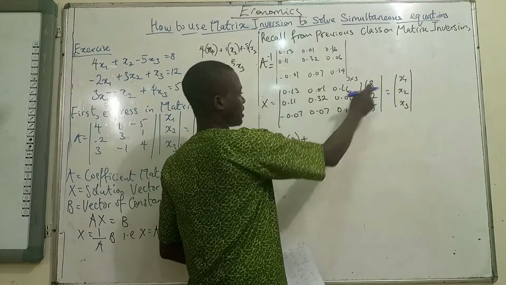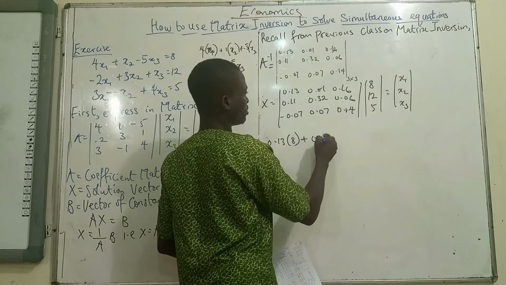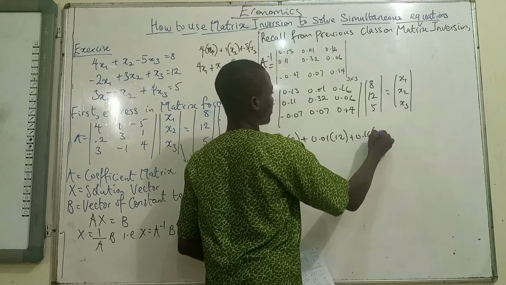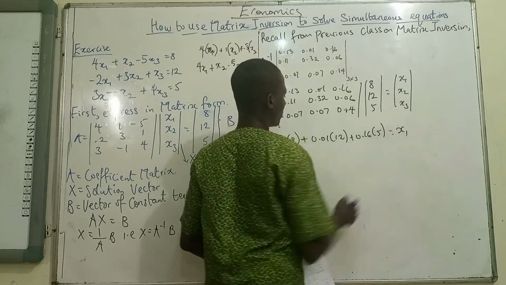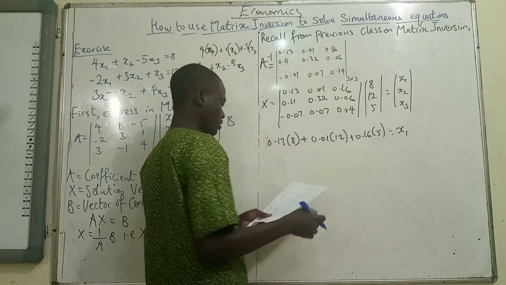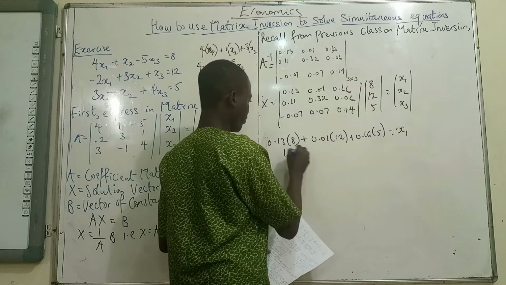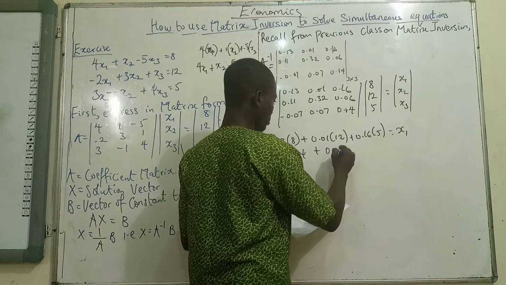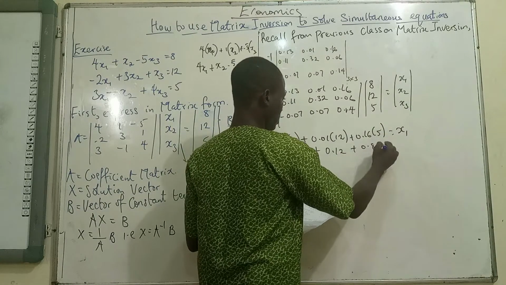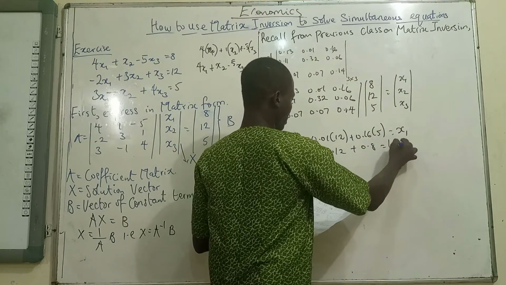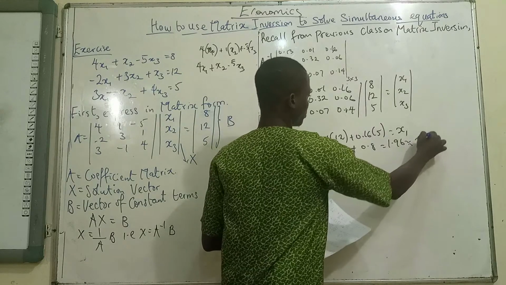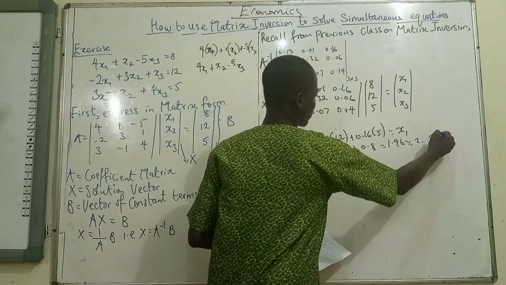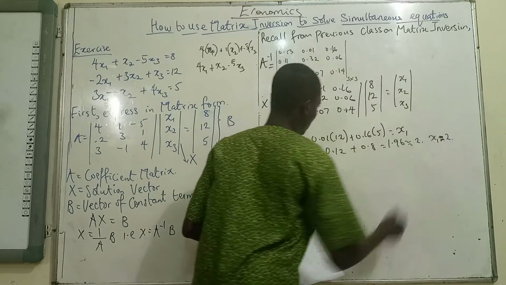So 0.13 times 8 plus 0.01 times 12, right? Plus 0.16 times 5. All of this will be equal to x1. And when we finish this, it will give you approximately 1.04 plus 0.12 plus 0.8, and that will give us 1.96. And 1.96 is approximately 2, so x1 is approximately 2. Or let me just say x1 is equal to 2. Let's just leave it that way.